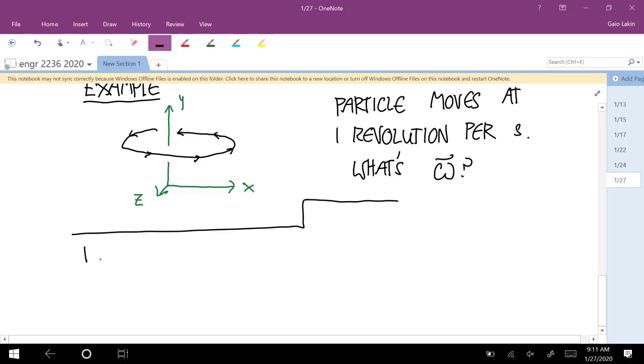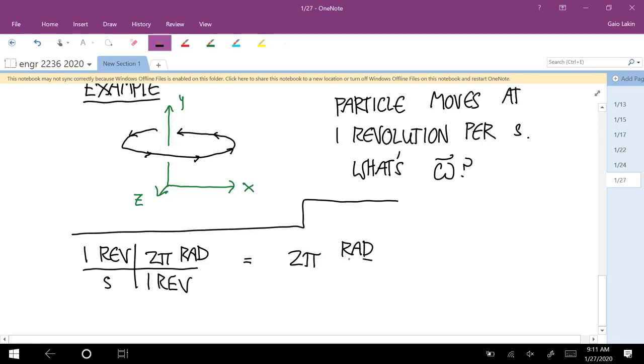Well, 1 revolution is 2 pi radians. So we have 1 revolution per second, where 1 revolution is 2 pi radians. And so that's 2 pi radians per second. And that's the magnitude of the angular velocity vector. So I can write that. Magnitude of a vector, use the absolute value symbol.